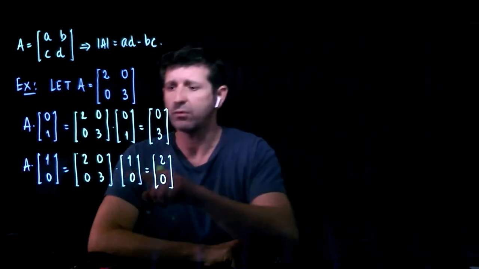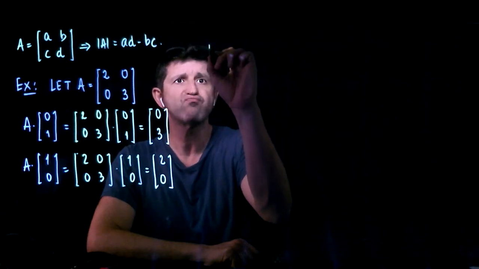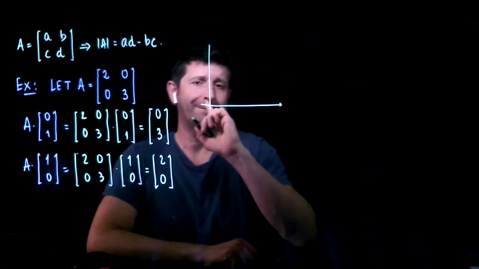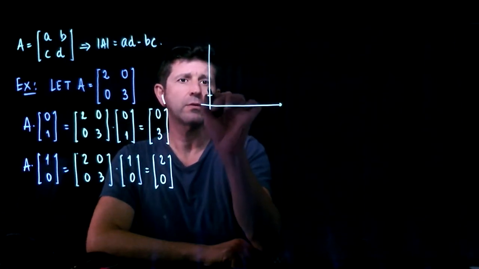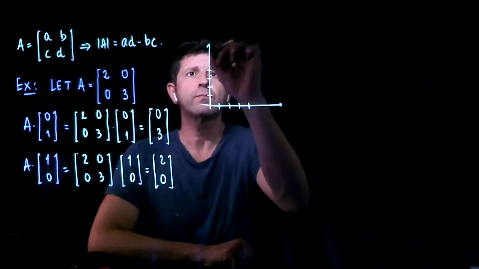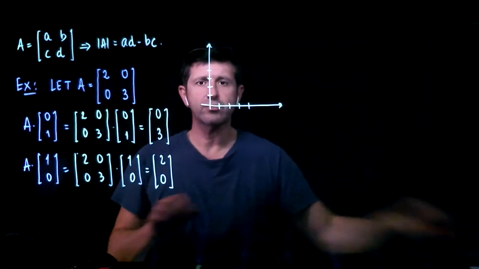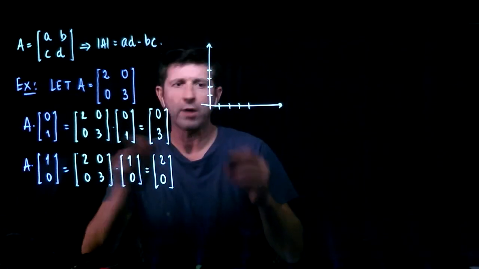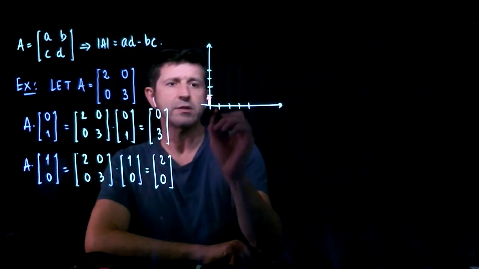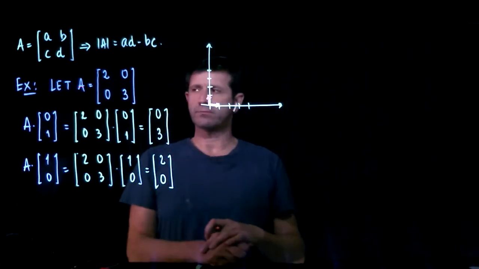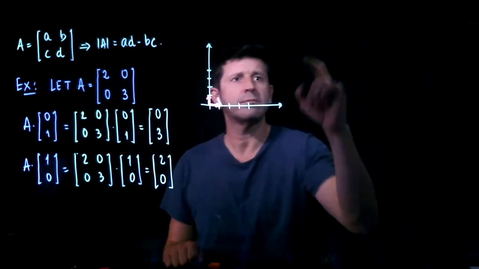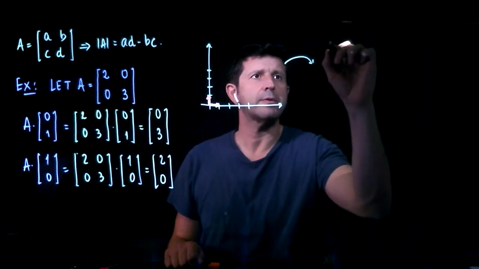So what I'm going to do is draw the two vectors that I started with, and the two vectors that I finished with. The two vectors that I started with are these ones. So 1, 2, 3, 4. We started with the vectors 0, 1, which is this one here, and 1, 0, which is this one here. And I applied the transformation. And what happened?